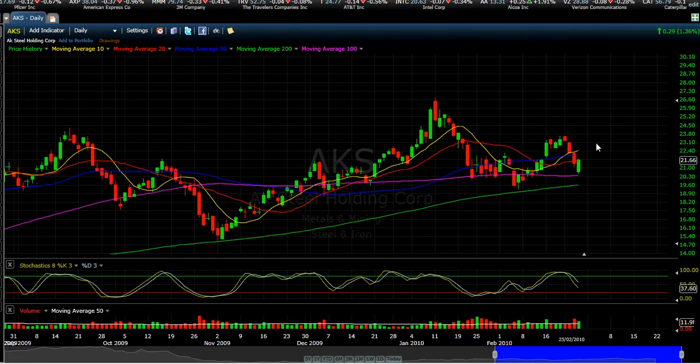Okay guys, just remember that this stock is a high beta stock, which basically means it moves at a higher rate compared to what the market does. For example, if the market's up 1%, AK Steel may be up 2% or 2.5%. So you don't need to trade a huge amount of size to do really well out of this stock.